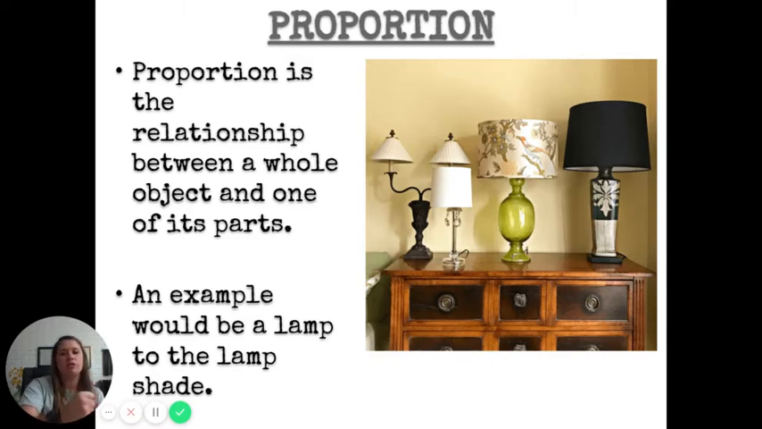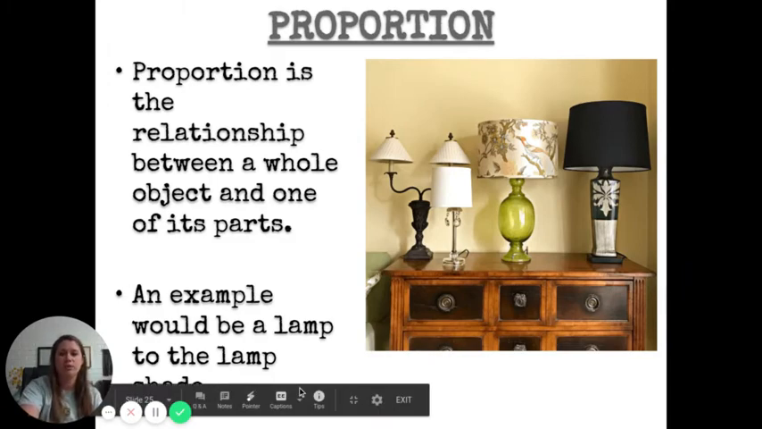Or you could apply this to like a person. What if you had a 5-year-old with, like size 12 shoes, size 12 feet? Their feet, which is a part of the whole body, would be out of proportion. Or if someone's wearing an extra, extra large shirt and they're a very extra small person, that's out of proportion. The parts to the whole.